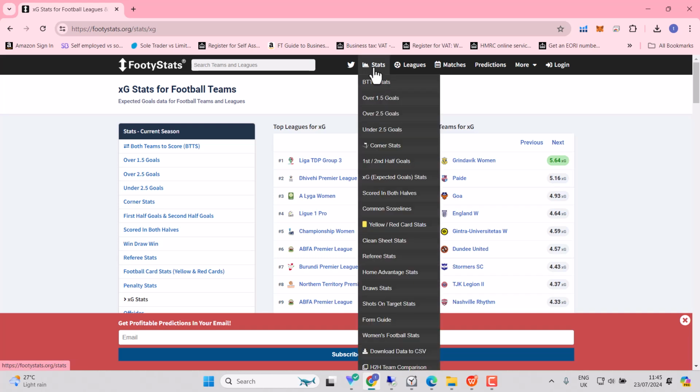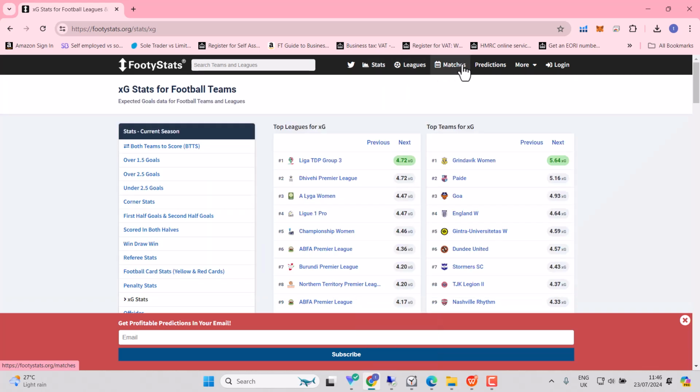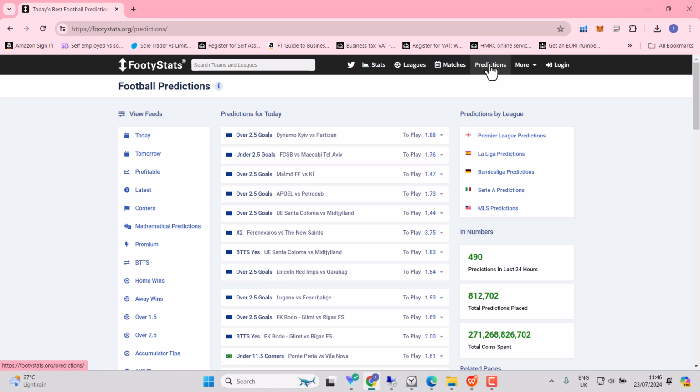Whatever you find of interest, off you go. Women's football stats, probably a high goal count, I would suspect. Matches coming up, you can do a little bit of research there. Predictions. I would use these predictions as a sounding board. I wouldn't personally follow these myself, but you can use it as a sounding board. If you have the same idea, then it can give you some confidence to follow it up.